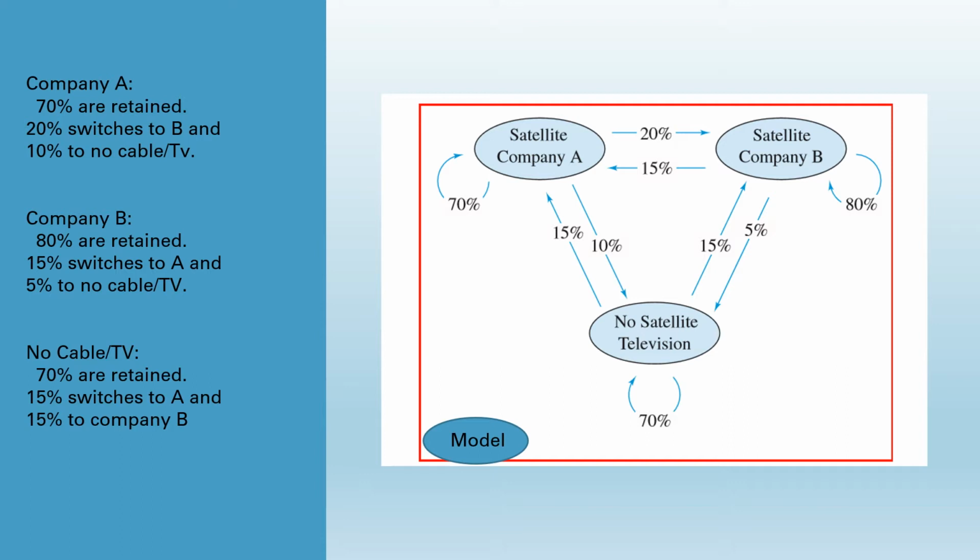So we have two companies, company A and company B, and the circle represents how many people are retained here. The arrows represent how many are moving from one position to the other. So this diagram, whatever we have here, will lead us to create a matrix table.